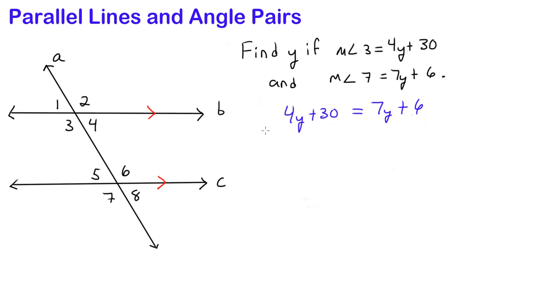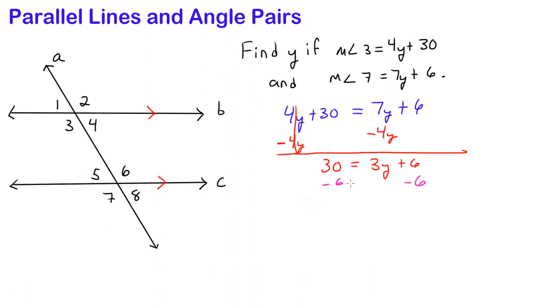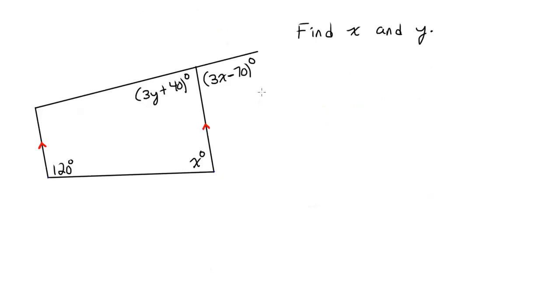So first we have to get rid of the variable of lesser value. So I'm going to subtract 4y from both sides. And I get 30 equals 3y plus 6. Then we have to subtract 6 on both sides. And we get 24 equals 3y. And finally, divide both sides by 3. And we find that the value of y is 8. All right, one more example.